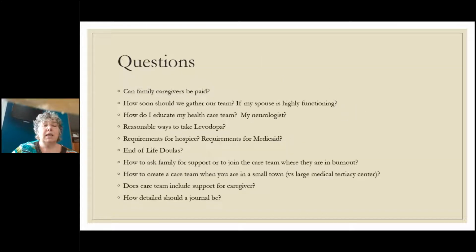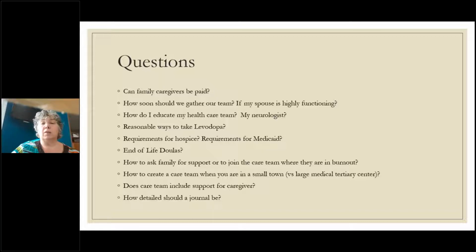So, some questions came to me that I'm going to try and respond to here. In certain states, family caregivers can be paid. If you apply for and are receiving Medicaid, then Medicaid does pay for family caregivers, and that's something you could talk to a case manager about. But it does vary from state to state how many hours they will pay family caregivers through the state.